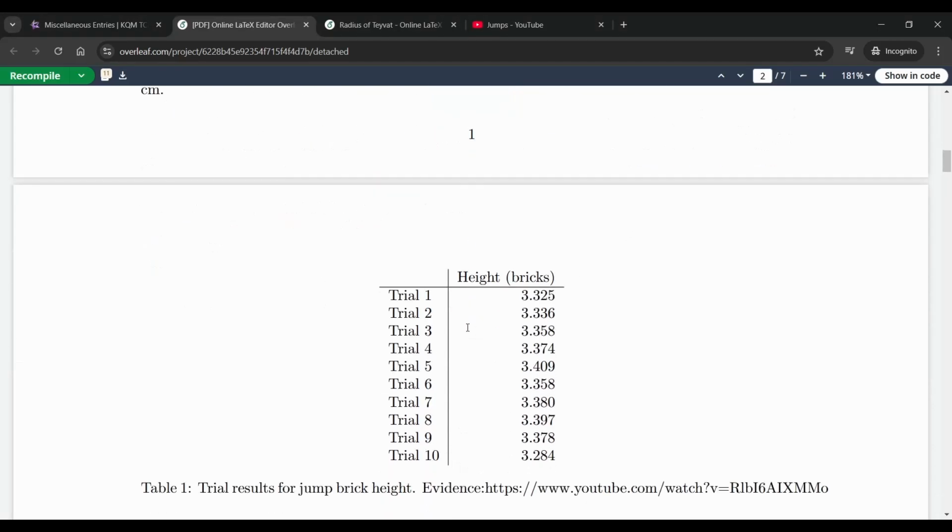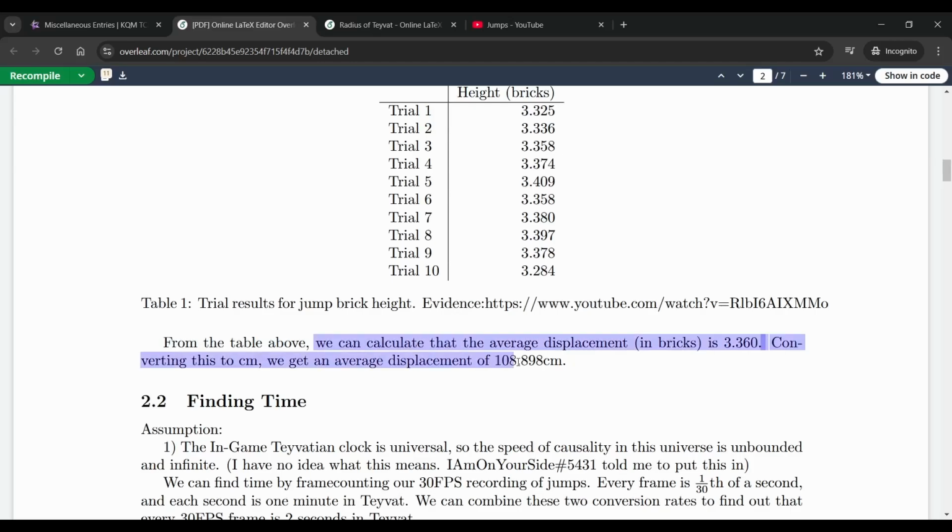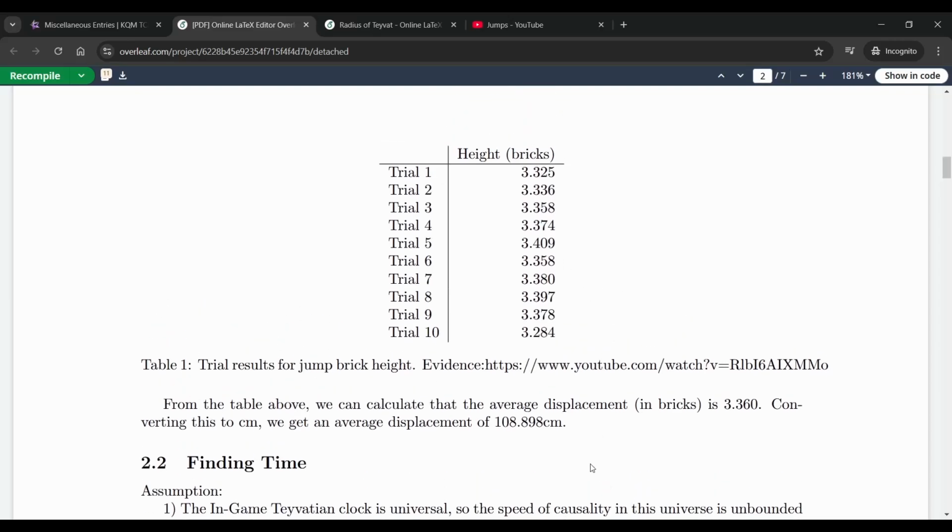Converting it into centimeters. From the table above, we can calculate that the average displacement in bricks is 3.360. Okay, so that's fine.